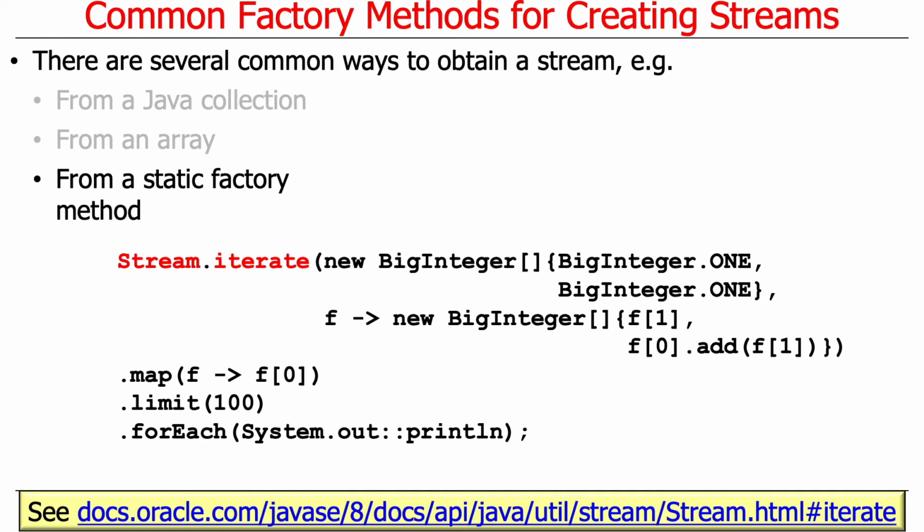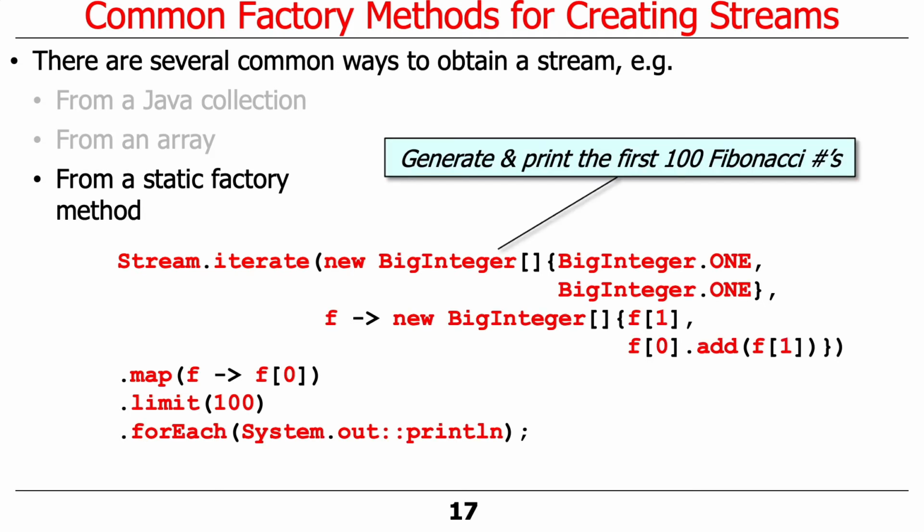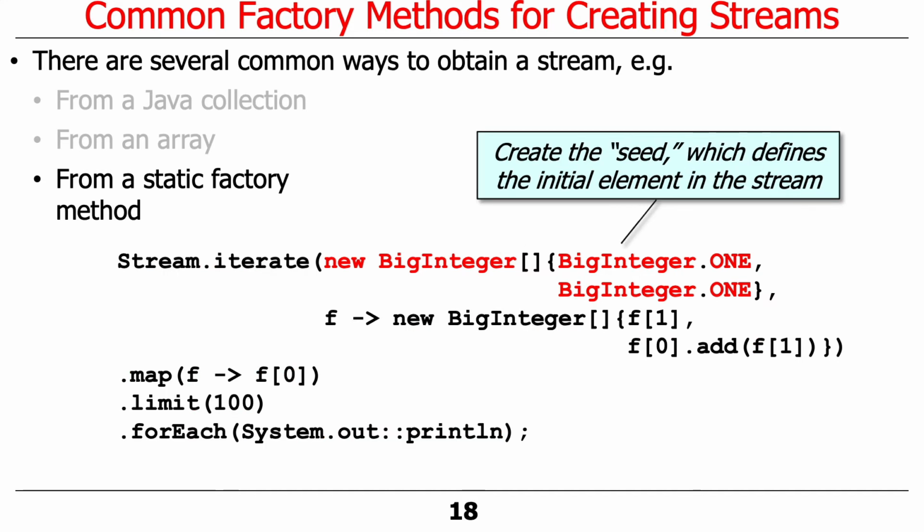There are yet other ways to create streams using static factory methods, and this is a really cool example. This is using the iterate method. Iterate is a method that creates essentially an iterator-like entity. It's not a Java iterator in the Java Iterator interface sense, but it plays the role of an iterator. This particular example is going to generate and print the first 100 Fibonacci numbers, and it's a great example of the power you can get with streams in order to do very sophisticated computations.